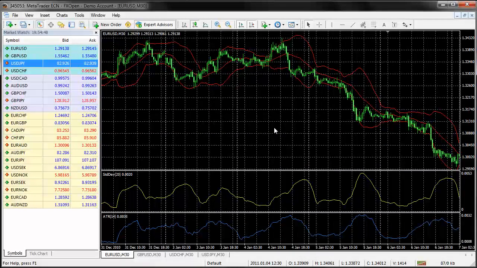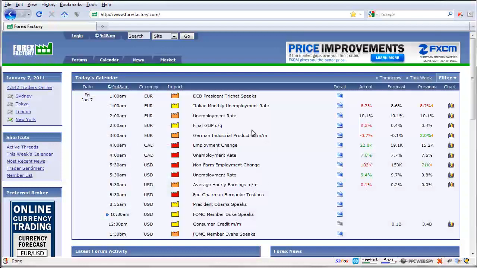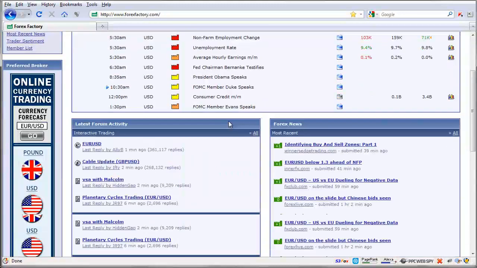Alright, now fundamental data. Let's quickly move into this before we get into the next video. Sometimes when I start up my trading station, the first thing I look at is this Forex Factory website. You can use Bloomberg if you like, but I prefer Forex Factory's data. It's a little bit better.